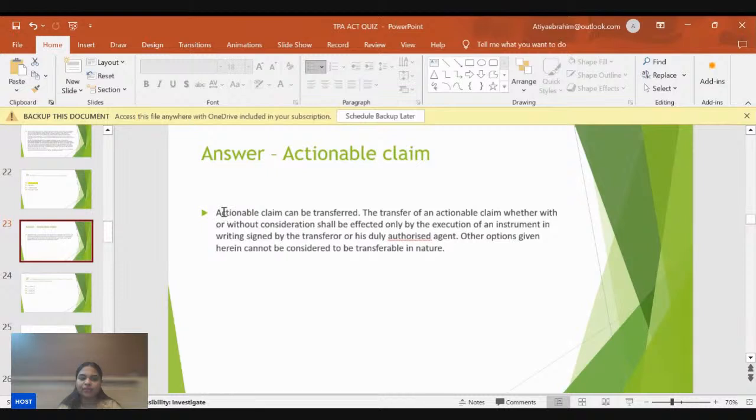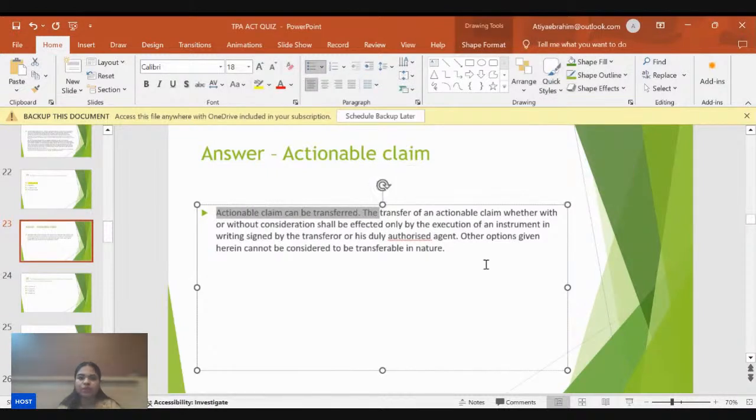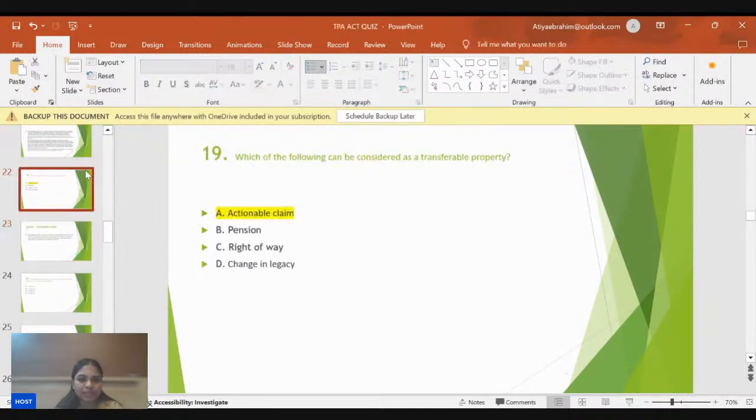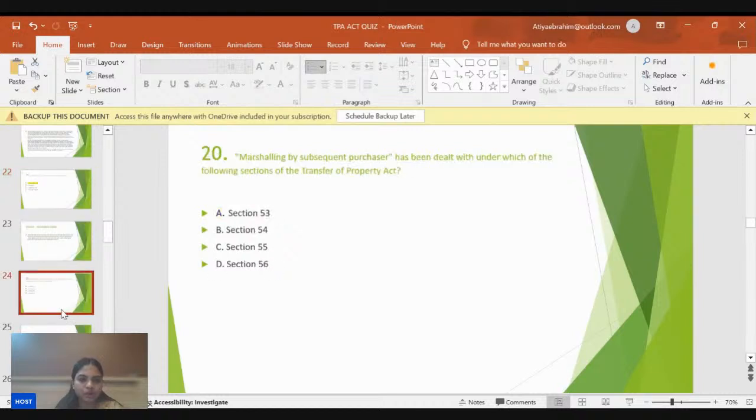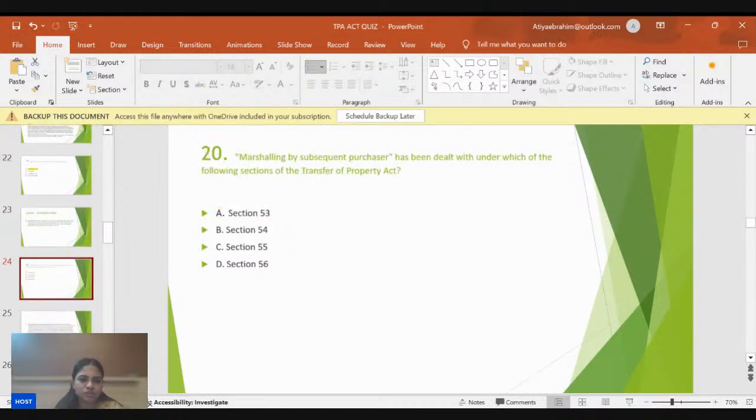So, actionable claim can be transferred. If you are transferring an actionable claim, whether with consideration or without consideration, that is going to be effected only by the execution of an instrument, which should be in writing. It should be signed by the transferor also or his duly authorized agent, right? So the correct answer to question number 19 is actionable claim. Good. Come to 20. This is also easy.